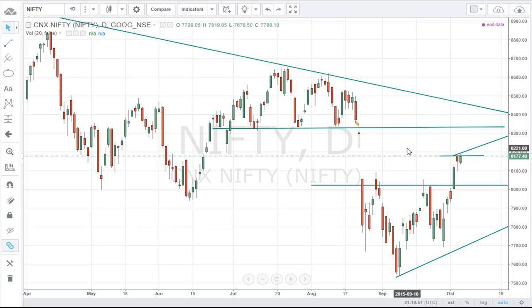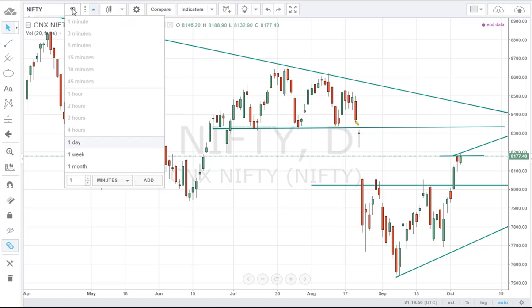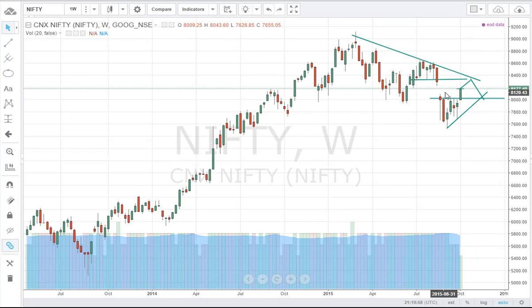So that's your pretty brief, roughly weekly to daily analysis. From here on we'll do a little bit more analysis on the Nifty and also the Indian markets.